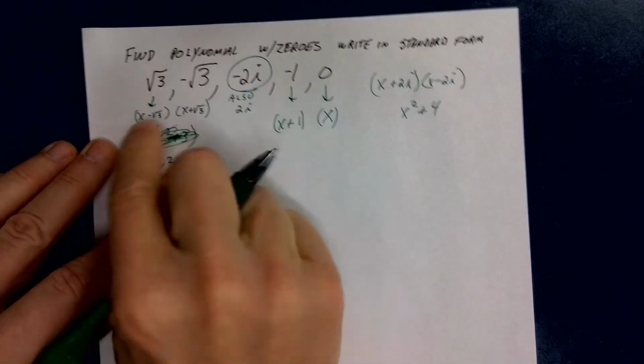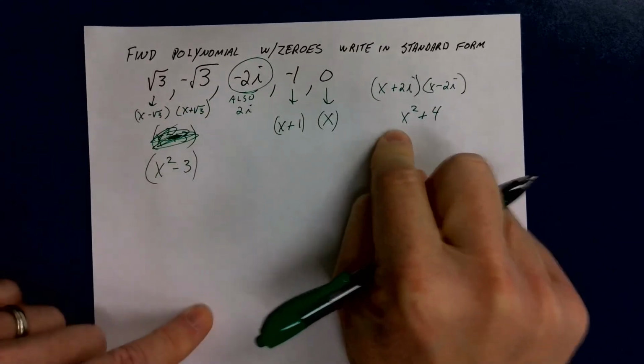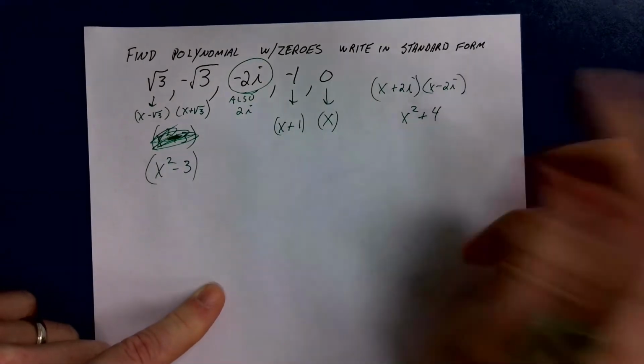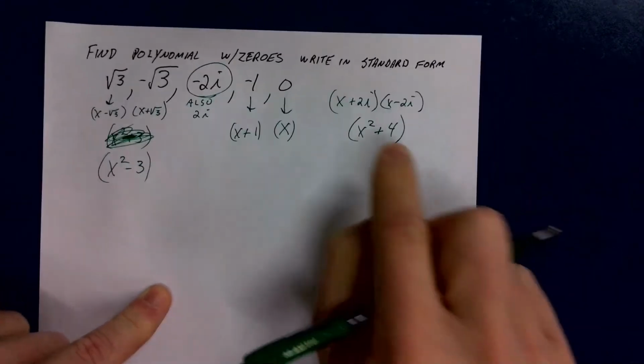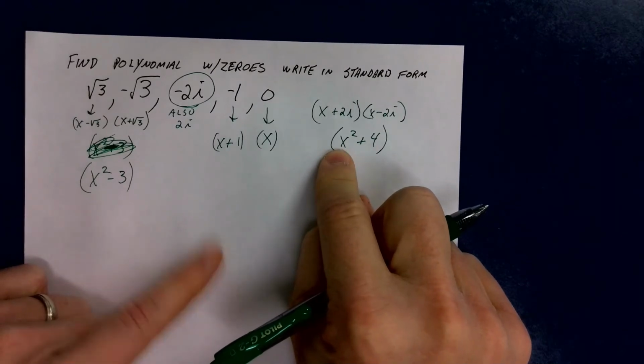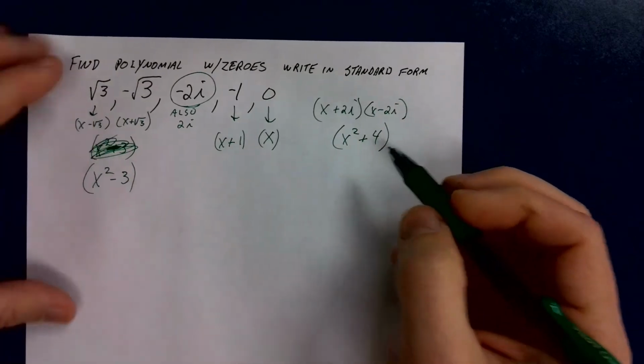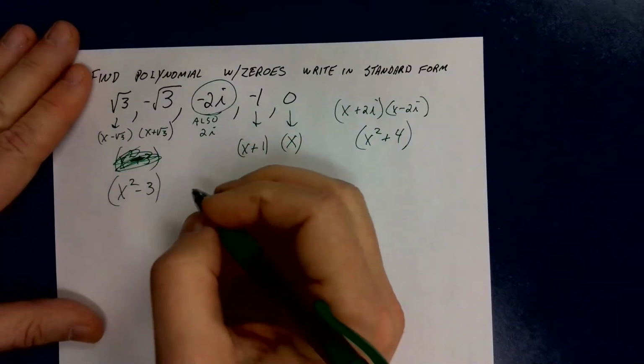X squared minus 3, because a negative times a positive is a negative. Ooh, almost did that. This one over here, since they're imaginaries, I have to have this. So x squared plus 4. And you could check it. If you plug 2i into here, you'd get negative 4. That would give you a 0. You plug positive 2i and you get the same thing. Okay, so I have to multiply all these things together.